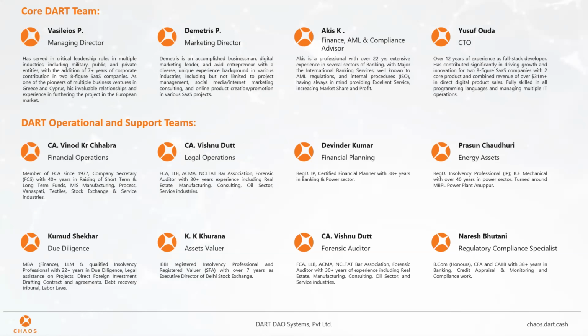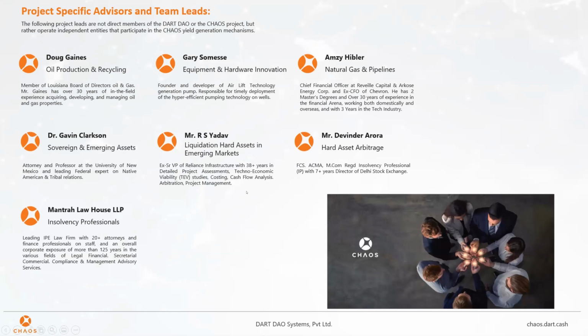This includes the team members in India who are identifying the real estate transactions, and the team members in the US that are identifying energy assets and so on. And then finally, you have a completely different team, which is project-specific advisors. These are people who are not part of Chaos itself, but they are brought on to manage the projects individually. So for example, when it comes to stripper well oil production, you have Douglas Gaines that helps manage that.